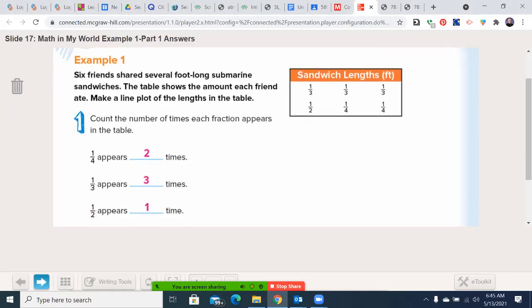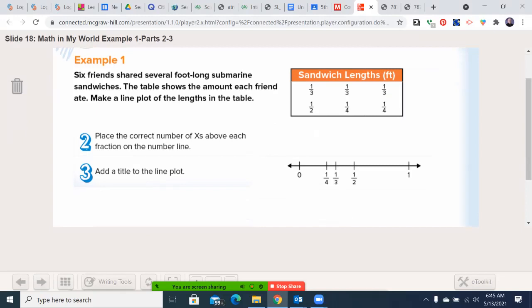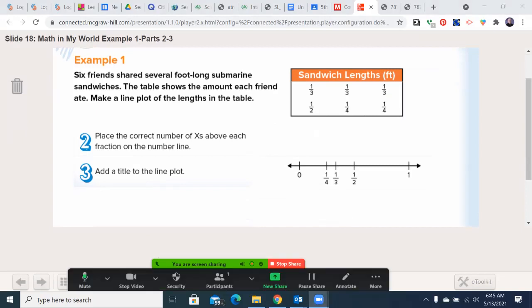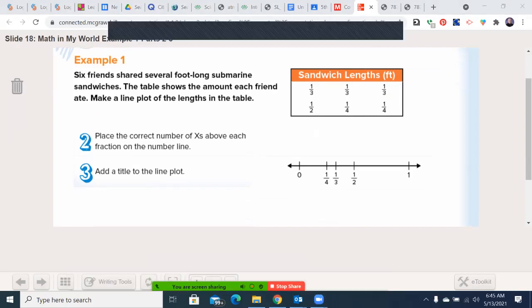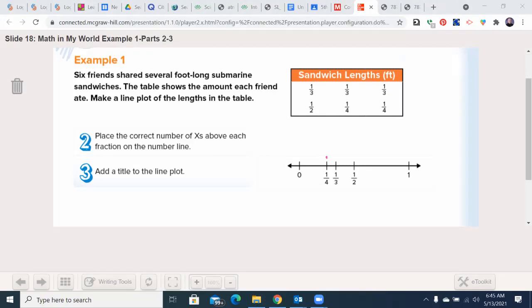So you saw our numbers were good. Now we want to add that data to the line plot. Remember, we had 2 that were at a quarter. So each one is represented by a dot. There were 3 that were 1/3. And I try to line them up. I'm not always great at that. And 1 that was at a half. Notice nobody ate 0 and nobody ate a foot long.